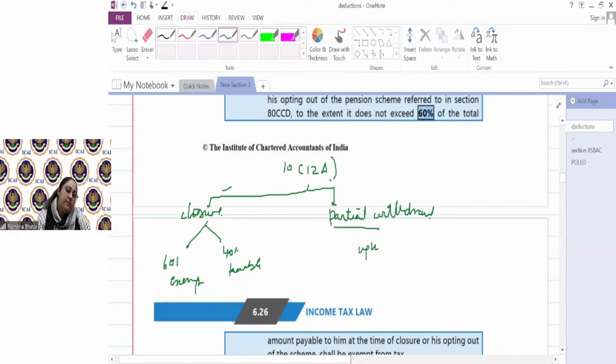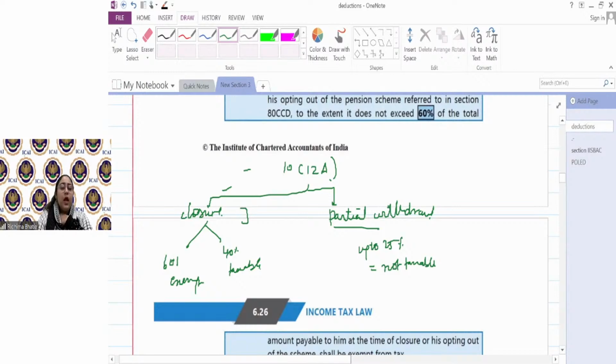Then up to 25%, if the withdrawal is made up to 25% of the amount which is there, then nothing is taxable. So can I say I can withdraw up to 25% and nothing would be taxable? Correct. See, closure का हो गया और partial withdrawal का हो गया.